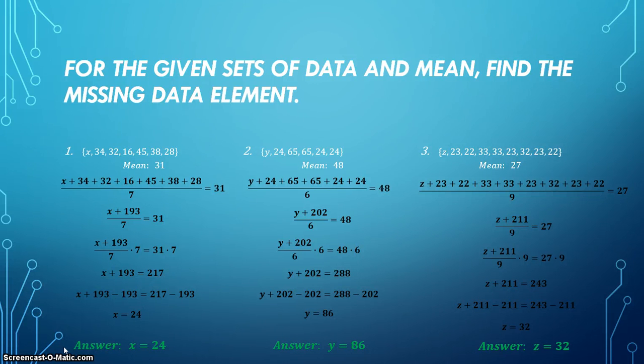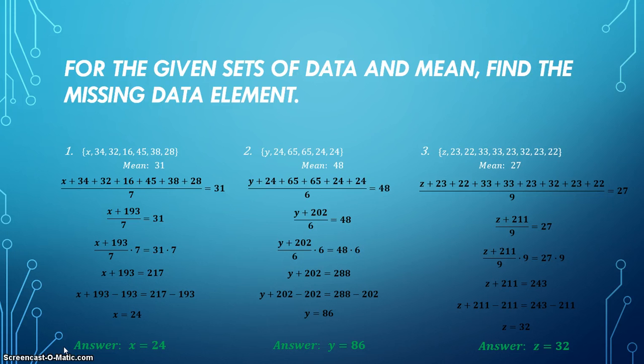From there, I multiply by the denominator. So for number 1, I multiply both sides by 7. Number 2, I multiply both sides by 6. And number 3, I multiply both sides by 9. Doing that, I end up with x plus 139 equals 217 for number 1, y plus 202 equals 288 for number 2, and z plus 211 equals 243 for number 3.